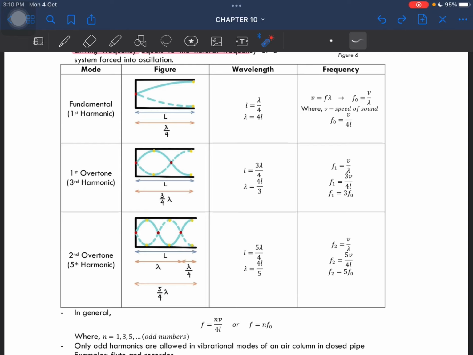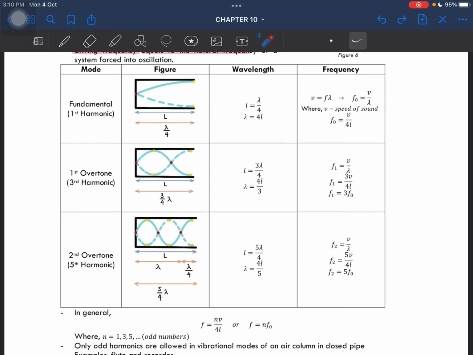Okay, so for the first harmonic, which is the fundamental mode, the lambda is equal to 4 times the length of the string. So if we are to calculate the fundamental frequency, we are going to use V over 4L, where V here is the speed of sound. The speed of sound will usually be given in questions.